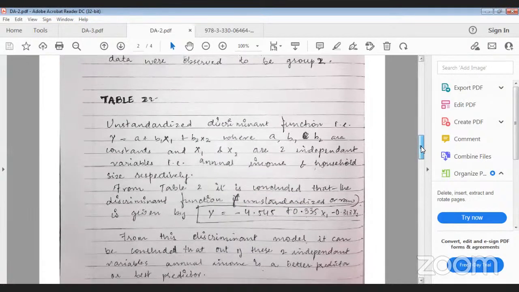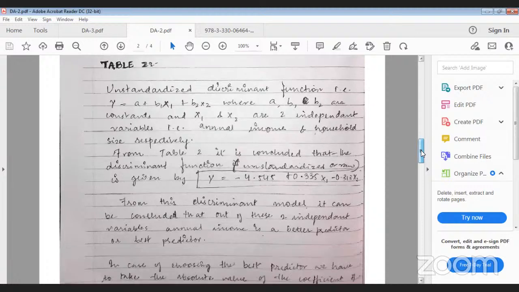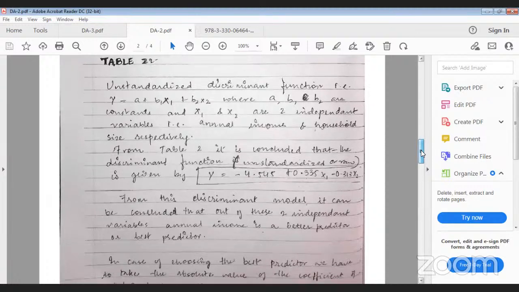Similarly, for table 2, the unstandardized discriminant function: unstandardized means y equal to a plus b1 x1 plus b2 x2, where a, b1, b2 are constants and x1 and x2 are the two independent variables. From this table we conclude that the values we have already got, we directly put in the equation form. Since a is there, it is unstandardized, so always you have to write the unstandardized discriminant function. Unstandardized means a is equal to minus 4.545 and b1 is equal to 0.335. Already in that table it must be there, you just have to write it in equation form. And b2 is equal to minus 0.313.